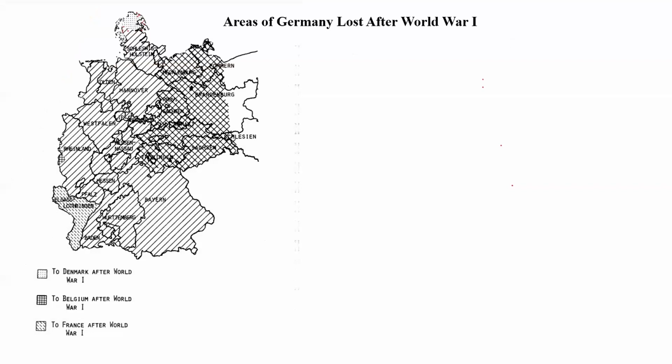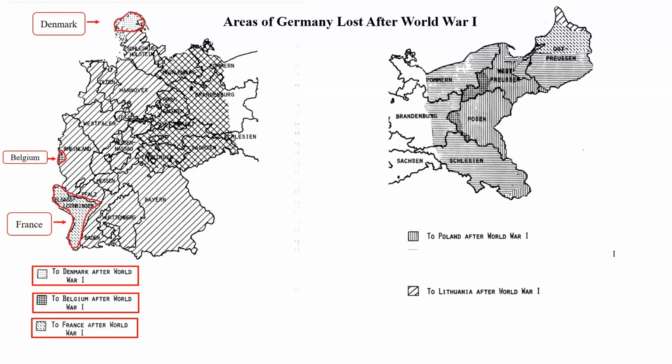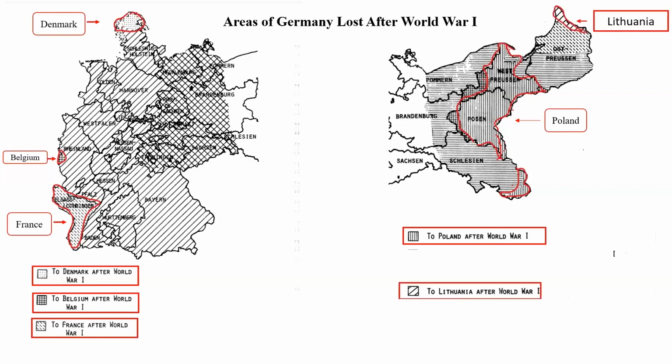German Empire areas lost after World War I. In the western area of the German Empire, the northern part of the Prussian province of Schleswig-Holstein was lost to Denmark. The Eupen-Malmedy area in the Prussian province of Rhineland was lost to Belgium, and the Alsace-Lotharingen province was lost to France. In the eastern area of the German Empire, the areas outlined in red were lost to Poland, and the northeast part of the Prussian province of Ostpreußen or East Prussia was lost to Lithuania.